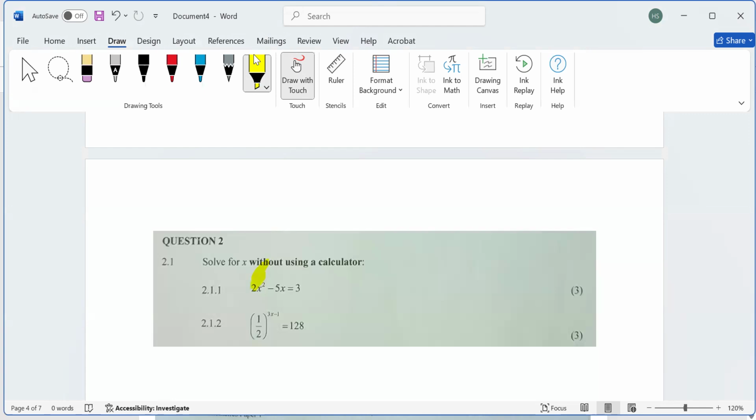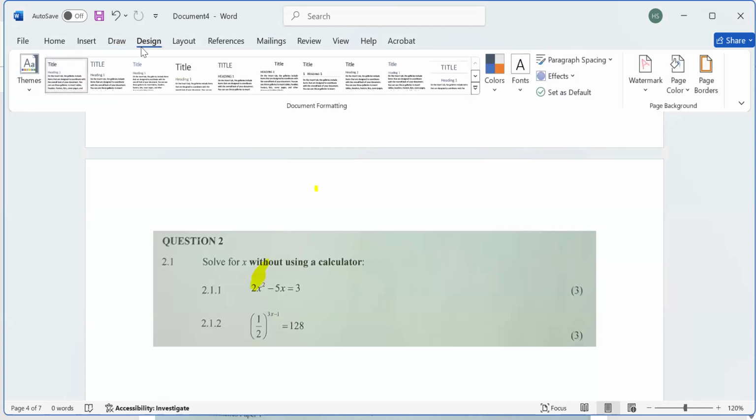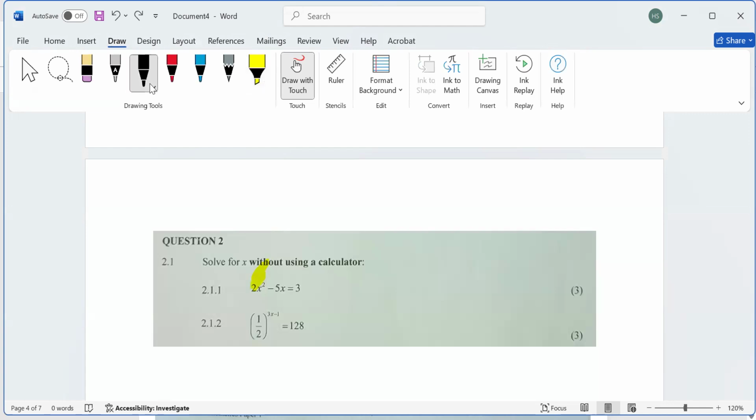So what as a learner you need to do for 2.1, you are going to do the following. They are going to group everything one side, meaning you are supposed to take this to its other side. And then for 2.1.1, you're going to have 2x squared minus 5x minus 3 equal to 0. It's something called putting it in a standard form. We give you a mark for doing that.